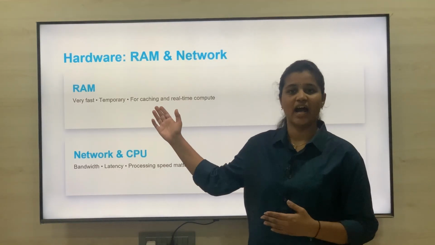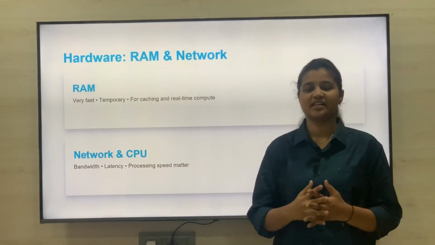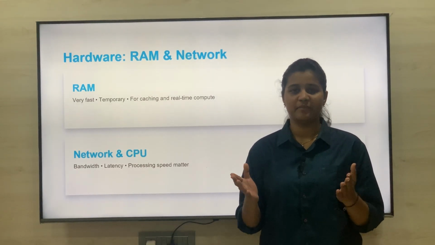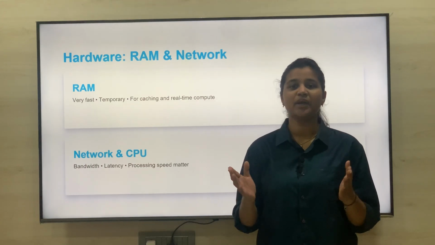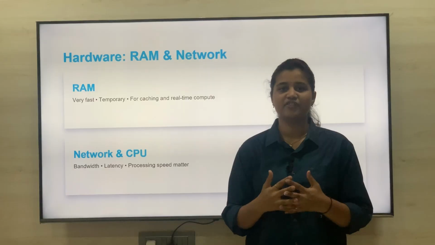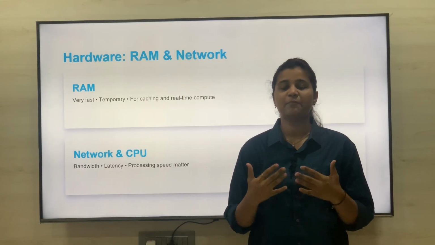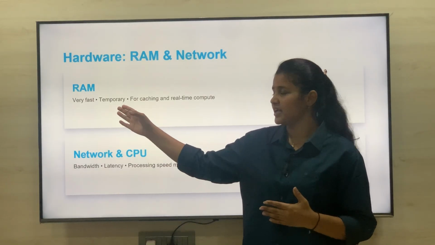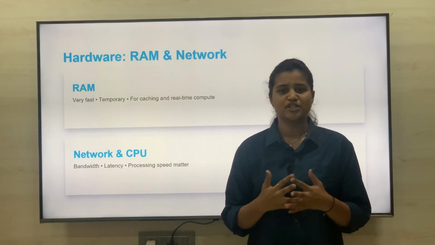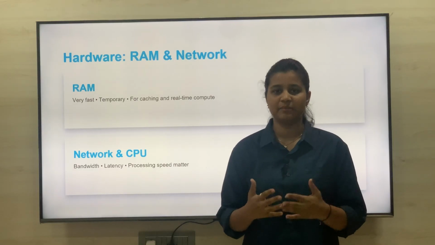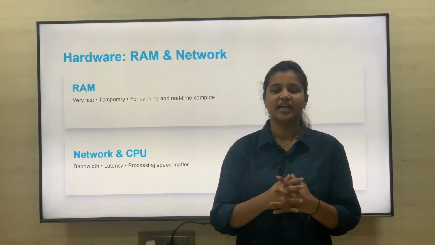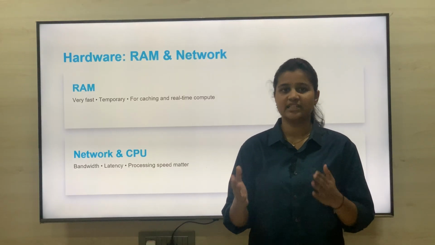Let's look into the next hardware component, RAM. RAM stands for random access memory. RAM is a type of volatile memory that the computer uses for quick operations. It is very fast. That is, we use it whenever we need to perform some quick processing tasks. It is temporary. Whenever the computer shuts down, all the data will be erased from the system. So it can be used as a volatile memory. Next, it is used for caching and real-time computing. It supports quick processing tasks.